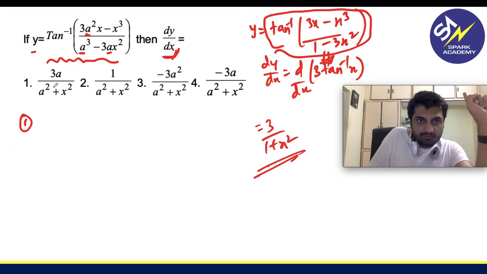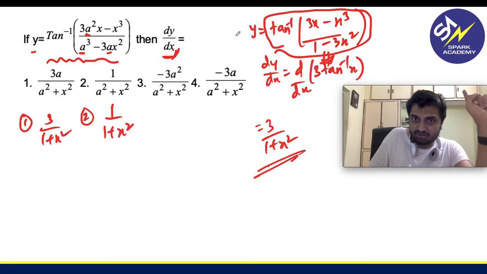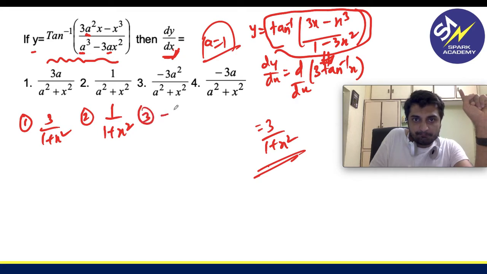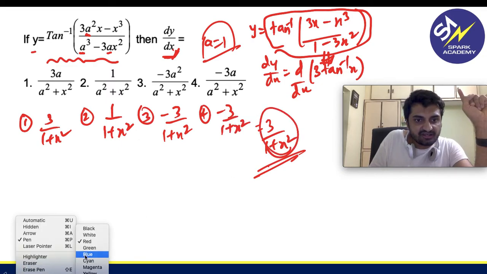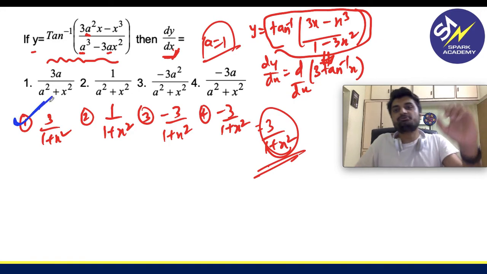Now let's see the options. First option, if you give a value 1, 3 by 1 plus x square. Second option, 1 by 1 plus x square. Instead of a, I am giving 1, right? That was my assumption. Third option, minus 3 by 1 plus x square. Fourth option, minus 1 by 1 plus x square. But what are we getting? Plus 3 by 1 plus x square. So the question and option, first option is the answer.